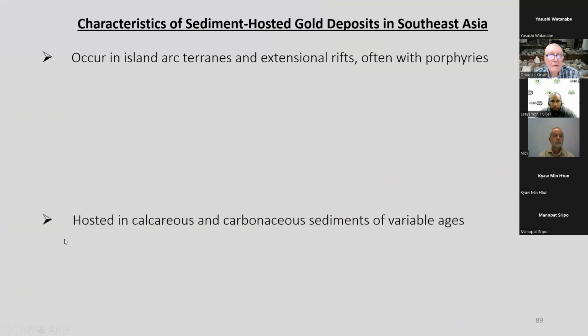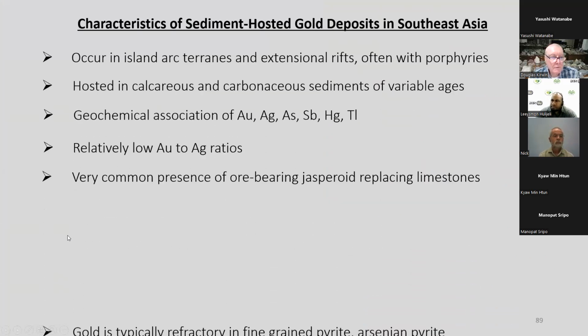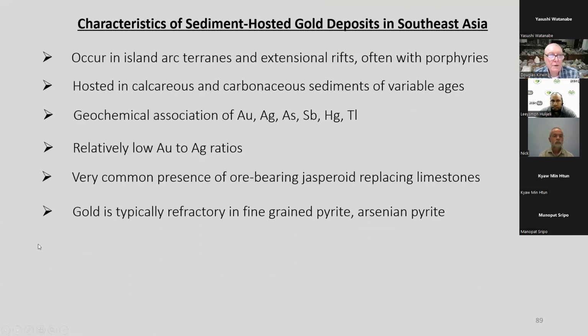And to look now at the boxes I would tick for the sediment-hosted gold deposits in Southeast Asia, the examples I've described are in island arcs and extensional rifts. There's a clear spatial association of many of them with porphyries. The host rocks are calcareous and carbonaceous sediments of various ages. Age doesn't seem to be anything that's really definitive.